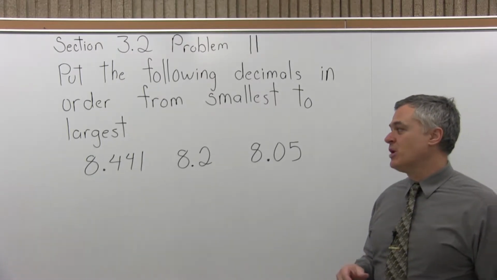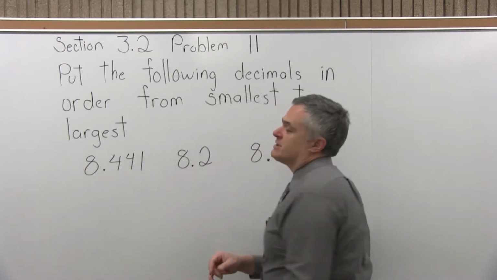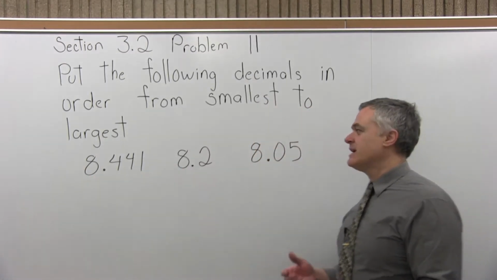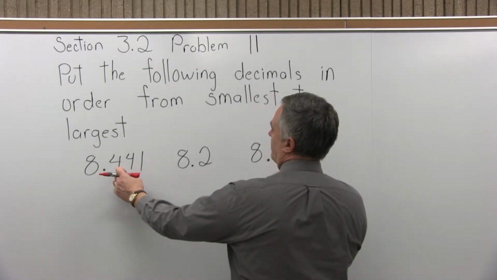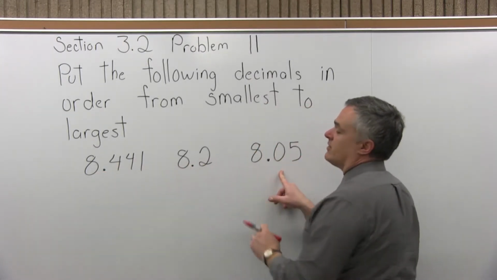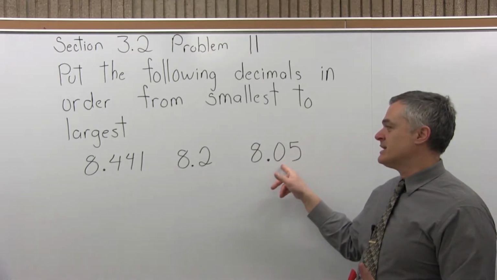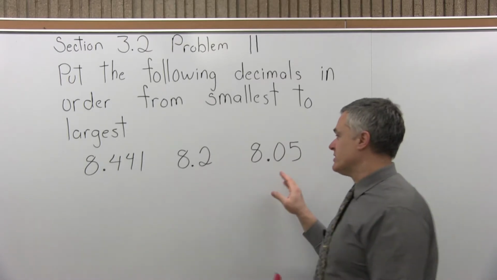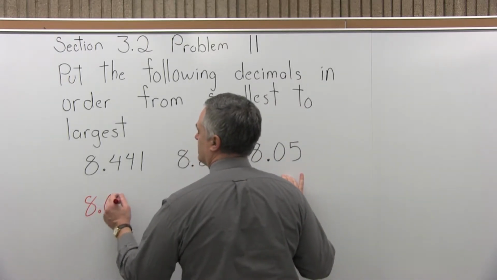To see which one is the smallest, what we want to do is for all of them start in the leftmost digit, make a comparison. They all start with an 8. So there's a tie there. So now we want to go in one digit to the right. So our options are 4, 2, and 0. Now, since we're looking for the smallest number to write first, 0 is smaller than 2 or 4. So I will write the 8.05 as the first one in my list.